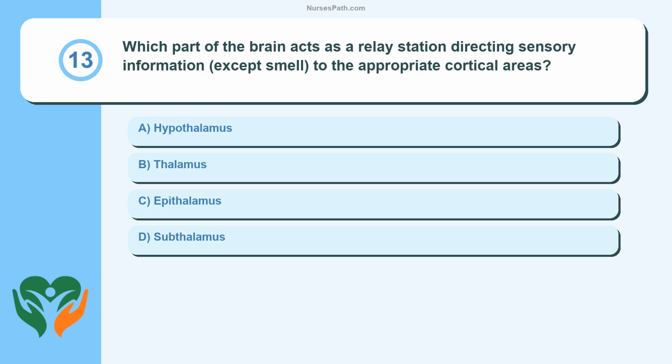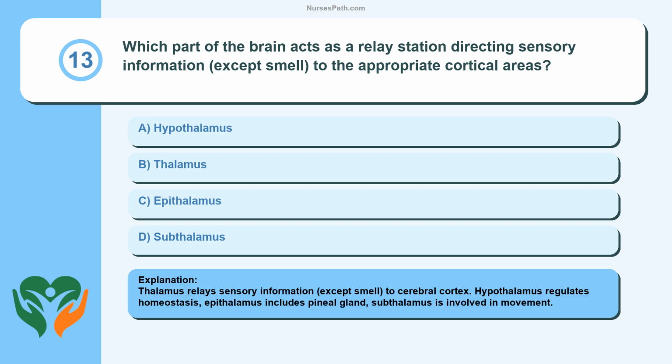Question 13. Which part of the brain acts as a relay station directing sensory information, except smell, to the appropriate cortical areas? Hypothalamus, thalamus, epithalamus, subthalamus. Thalamus relays sensory information, except smell, to cerebral cortex. Hypothalamus regulates homeostasis, epithalamus includes pineal gland, subthalamus is involved in movement.